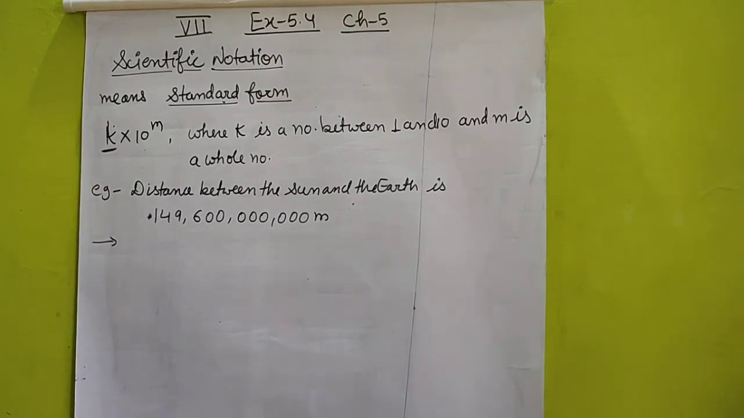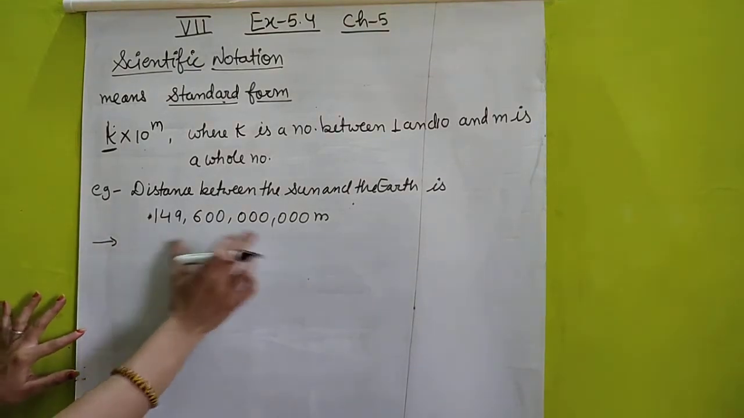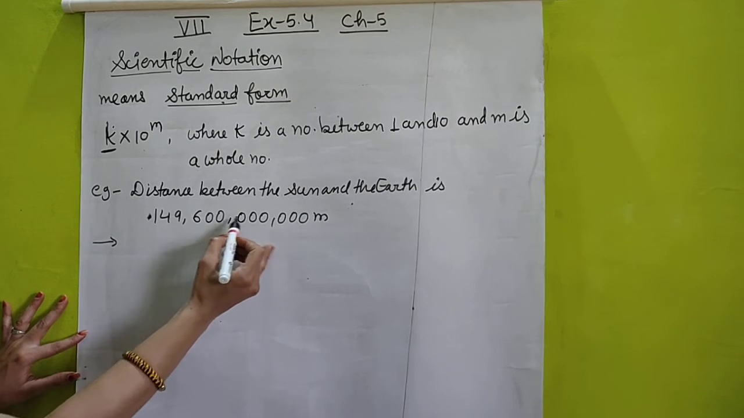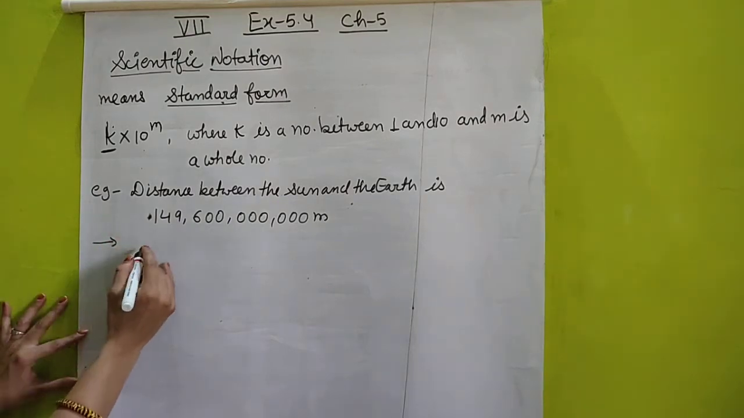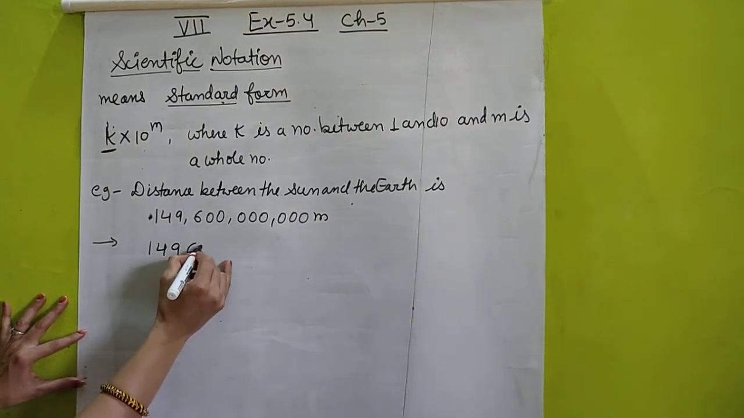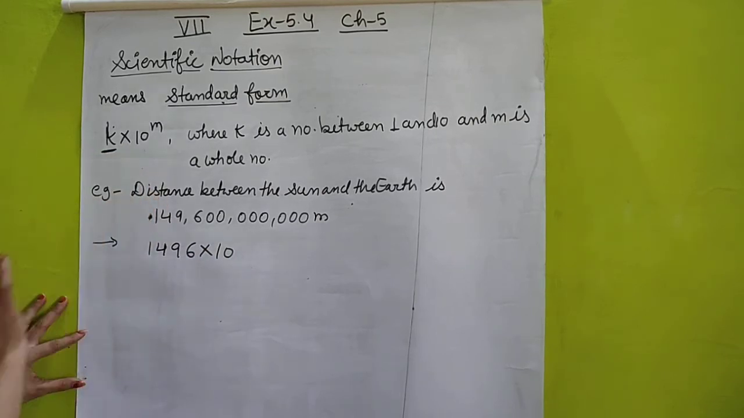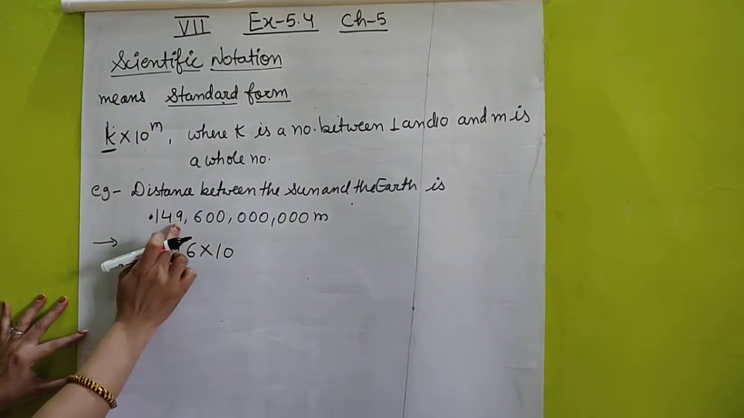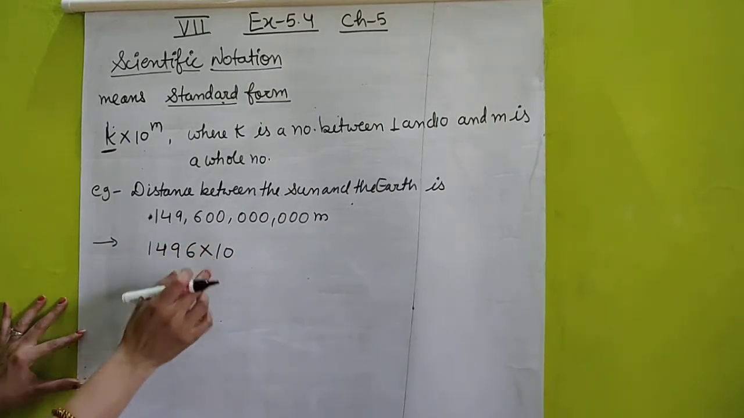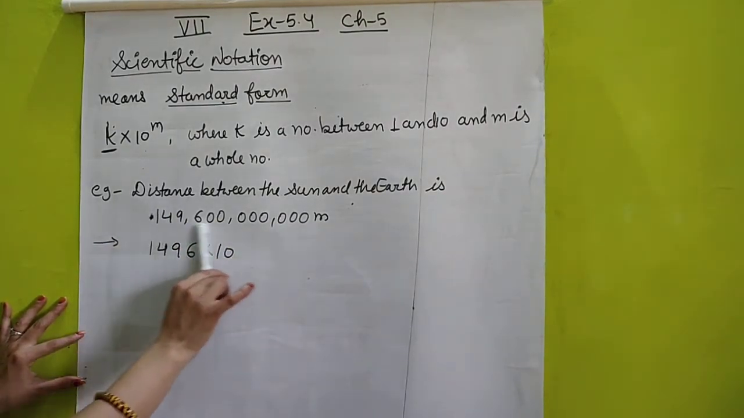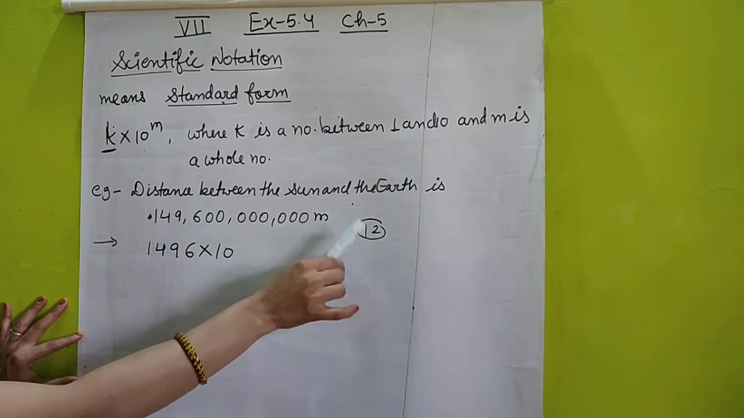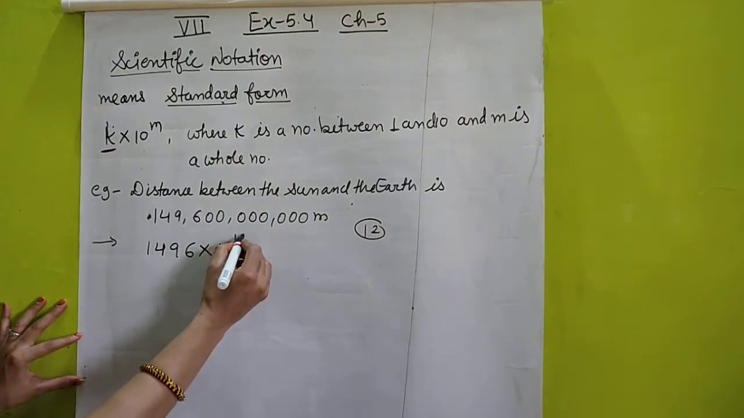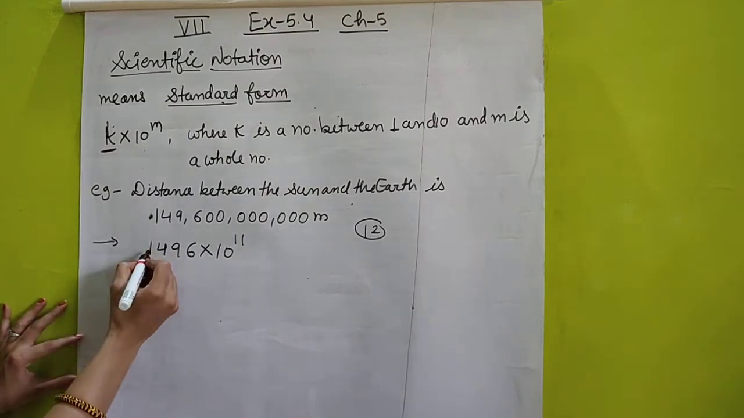For this standard form, first of all we will count the total number of digits: 1, 2, 3, 4, 5, 6, 7, 8, 9, 10, 11, 12. Total digits are 12. Now we will write only the numbers 1, 4, 9, 6 and 10 to the power. The 0s we can leave, and we will write multiplied by 10. Now the total number was 12, so from 12 we will minus 1. It will be 11. So 10 to the power will be 11. And we will put a decimal after 1.